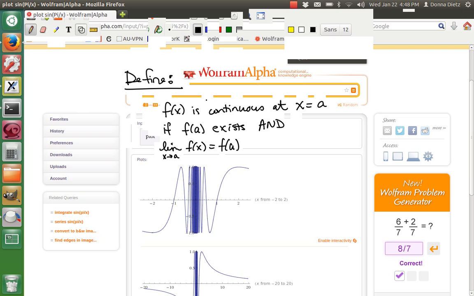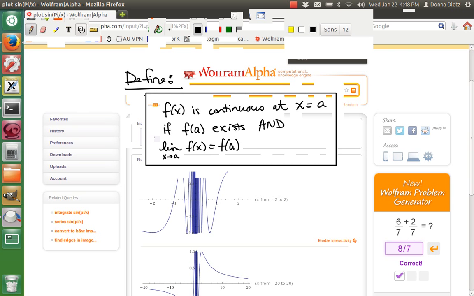Okay, so a lot of books will straight out say f of x is continuous at x equals a if, and it will say, f of a exists and the limit from the right equals the limit from the left equals f of a.